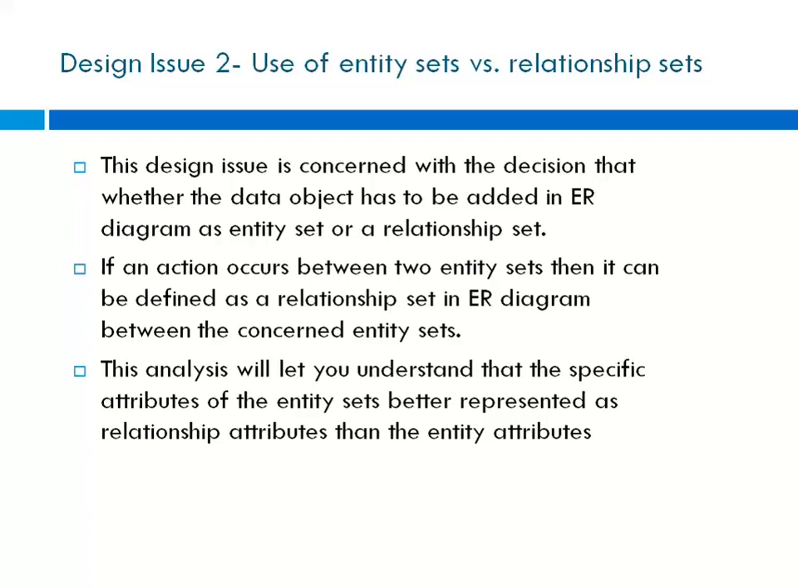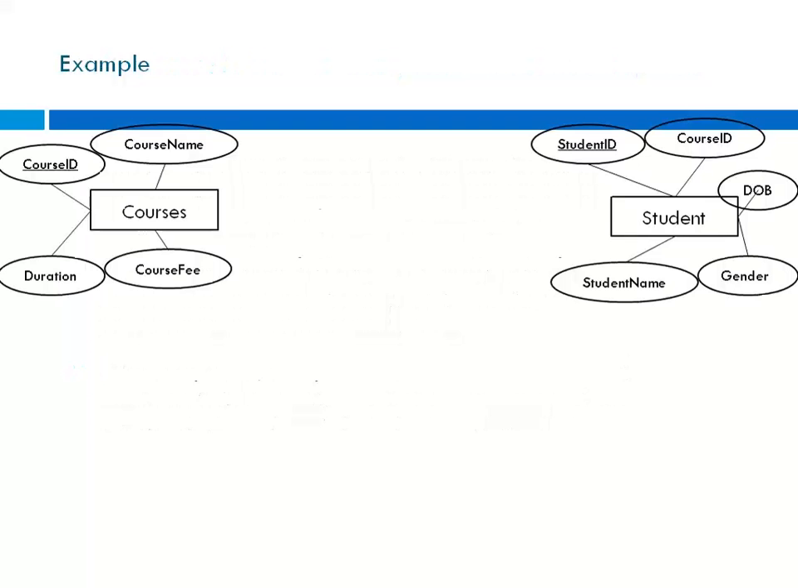Second design issue, use of entity sets versus relationship sets. This design issue is concerned with the decision of whether the data object has to be added in the entity relationship diagram as an entity set or a relationship set. If an action occurs between two entity sets, then it can be defined as a relationship set in the ER diagram between the concerned entity sets. This analysis will let you understand that the specific attributes of the entity sets are better represented as relationship attributes rather than entity attributes. So this is the example.